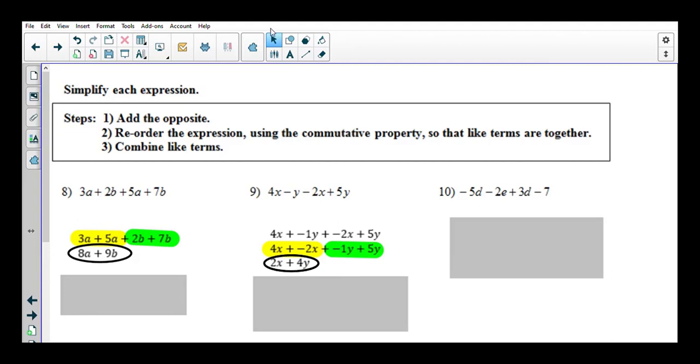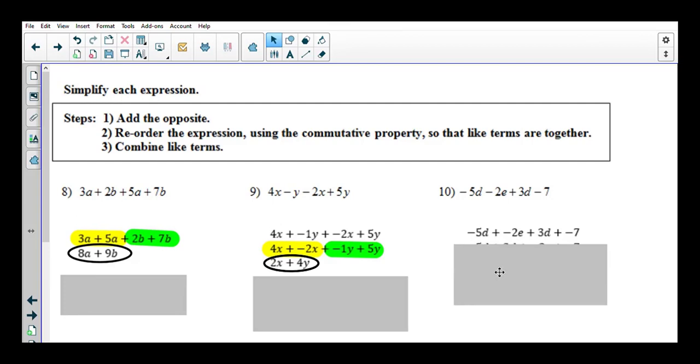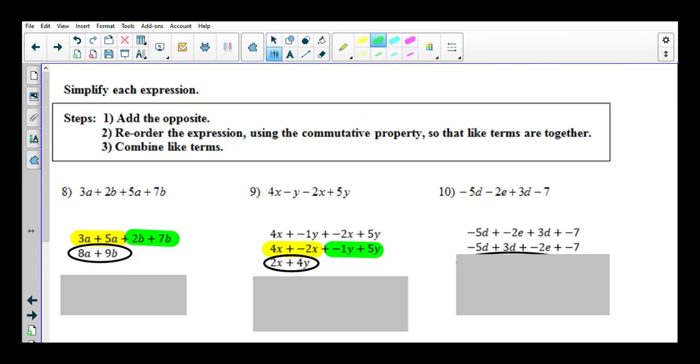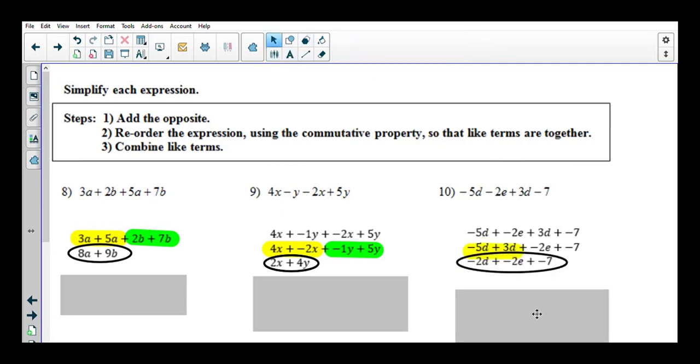All right, number 10, begin by adding the opposite here. We've got -5d plus -2e plus 3d plus -7. Put your d's side by side. So we have -5d plus 3d plus the -2e plus -7. I can combine my -5d and my 3d. -5 plus 3 is -2. So we get -2d plus -2e plus -7.